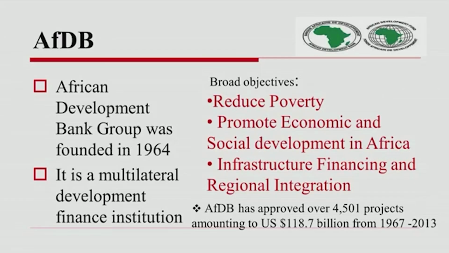When we say some other international agencies, we can also see here the African Development Bank Group, which was founded in 1964. It is a multilateral development financial institution which has broad objectives such as poverty reduction, promoting economic and social development in Africa, infrastructure financing and regional integration. And one can be very much surprised to see that this African Development Bank has approved over 4,501 projects amounting to $118.7 billion from 1967 to 2013.